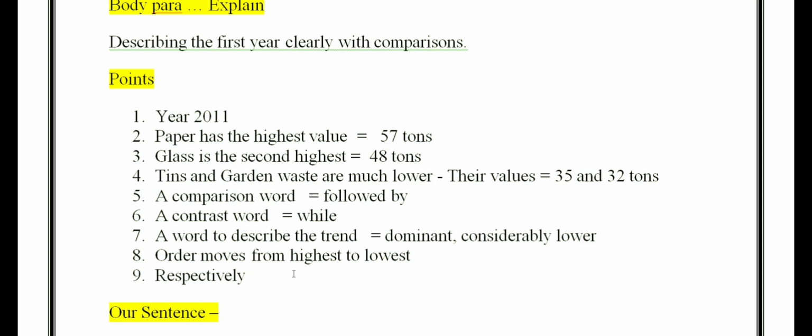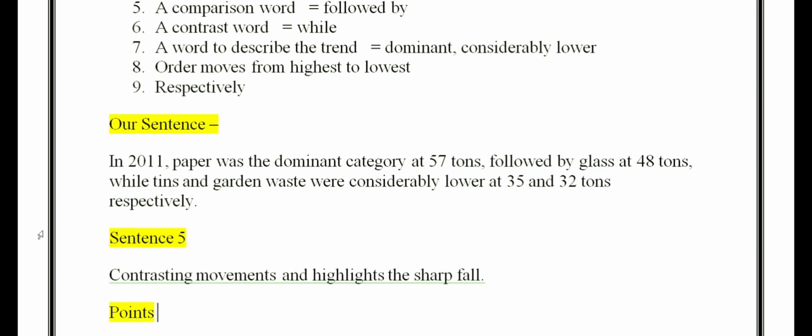Now, my sentence comes. In 2015, need not write the year again, that is a redundancy. So it is in 2015, paper was the dominant category at 57 tons, followed by glass at 48 tons, while tins and garden waste were considerably lower at 35 and 32 tons. See how simple it becomes when you have the notes and the words all ready.